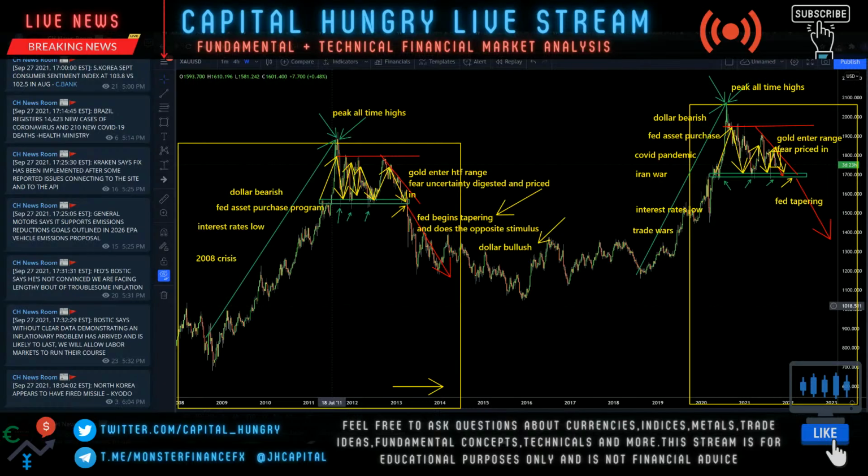When they begin tapering and gold starts to break below the 1700s, you are going to know why with the technical and fundamental repetition. It doesn't matter about the government stimulus bill. It doesn't matter about the government spending. It doesn't matter if there's more COVID variants. As long as the US does not go into lockdown, as long as the Fed starts tapering, this is the process that gold is going to follow.